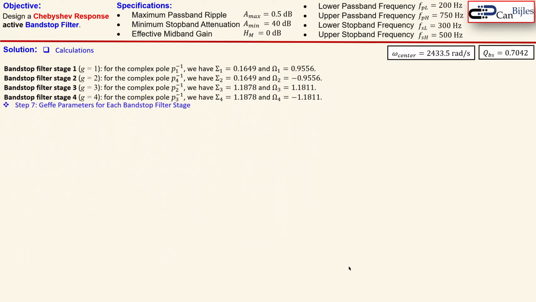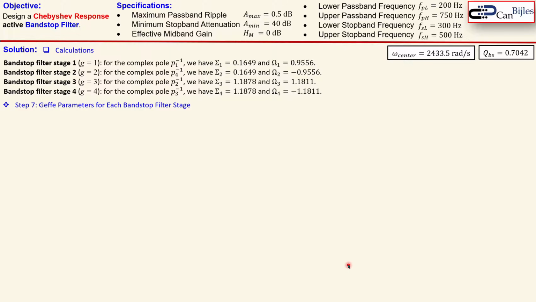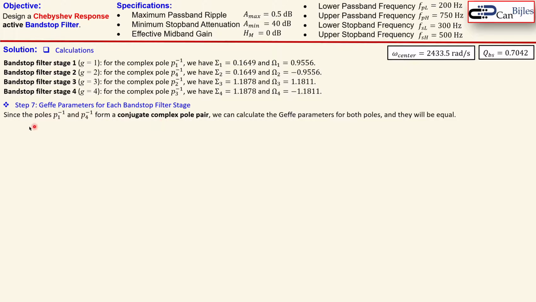Now taking these all together, we now go to the Geffe parameters. This is the procedure we have also seen in the previous examples, and we'll now have for each stage the parameters. Now P1 inverted and P4 inverted forms a complex pole pair, so they are actually a group of 2 poles. So they are also having the same parameters for the Geffe. So they will be equal. They will also have the equal quality factor. They will also have the equal, we will see that shortly, zero frequency. The only difference is the center frequency.